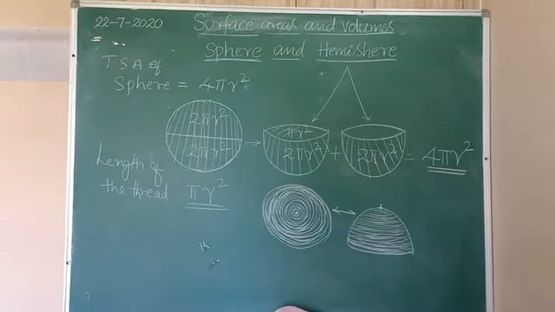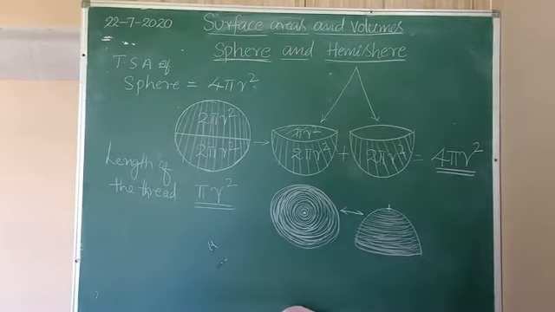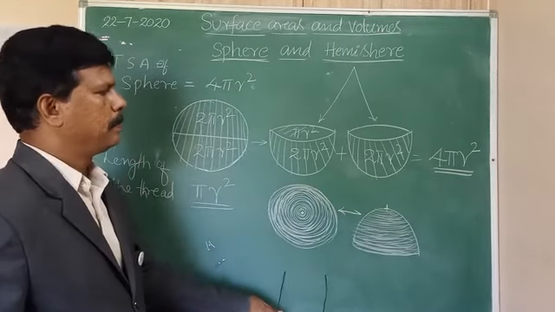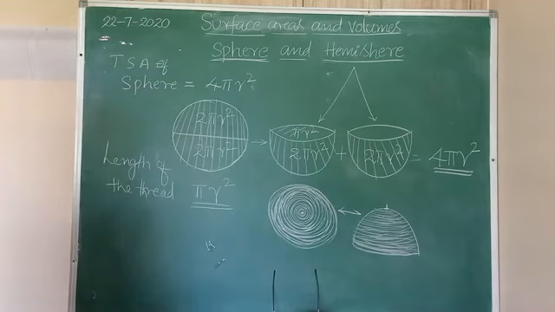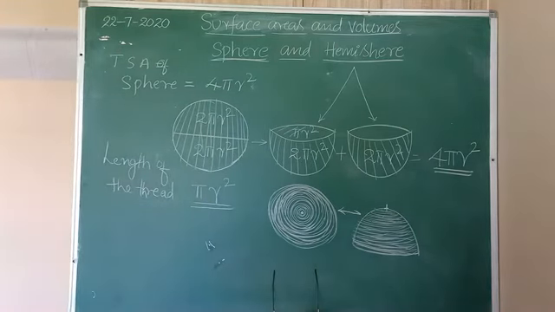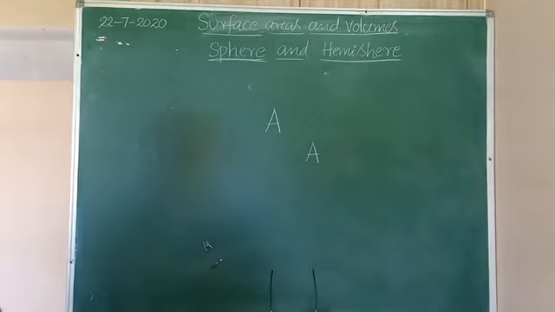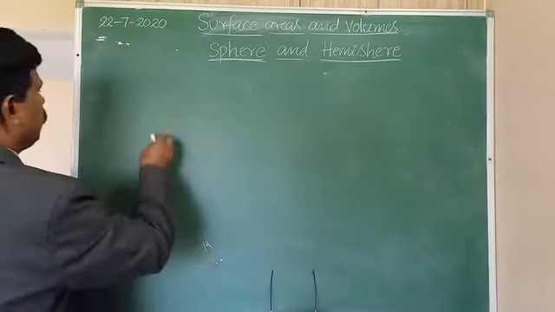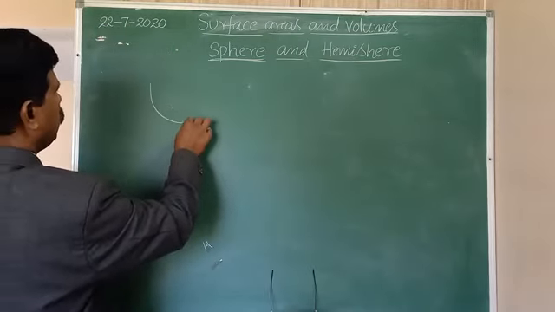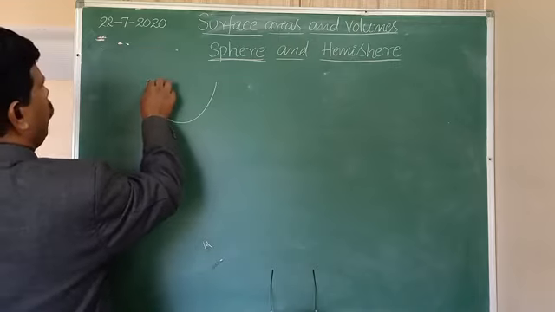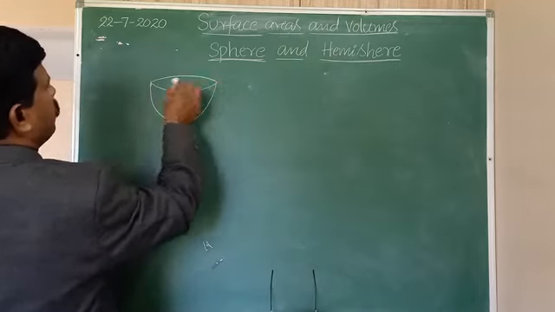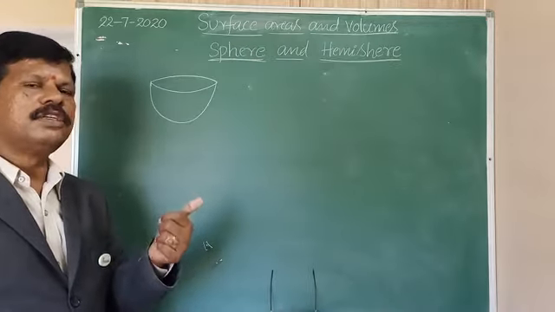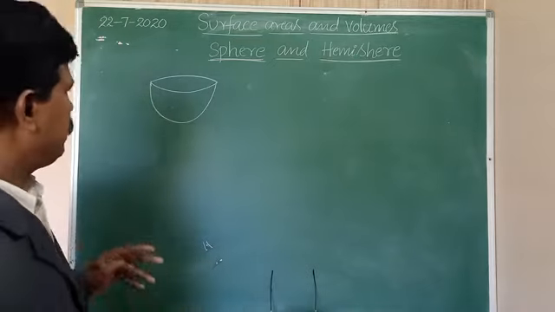So that is the area of what? The total surface area of a sphere. Clear? Now next I am continuing with the hemisphere. Now next is a hemisphere. So hemisphere, you know that it is a half part of a sphere. This is the hemisphere. It has both curved surface area and total surface area.